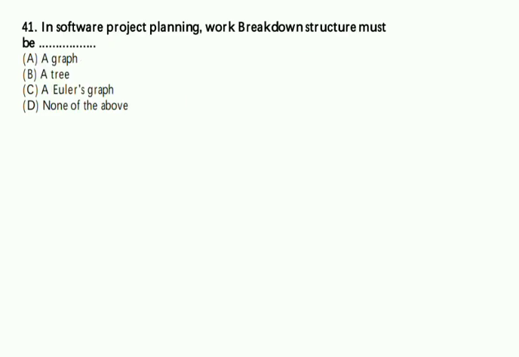In software project planning, the work breakdown structure must be dash. It must be a tree. A work breakdown structure is a hierarchical and incremental decomposition of the project into phases, deliverables and work packages. It is a tree structure which shows a subdivision of the effort required to achieve an objective, for example a program, project or contract. A tree is a graph, but convex may not be true. So option B is the correct one. Next.